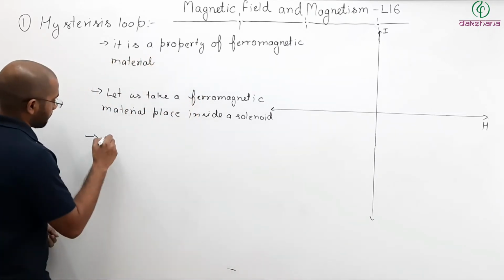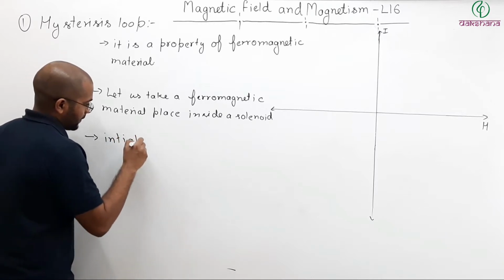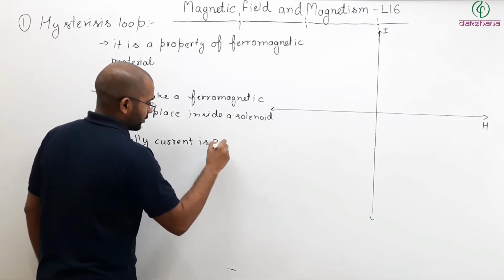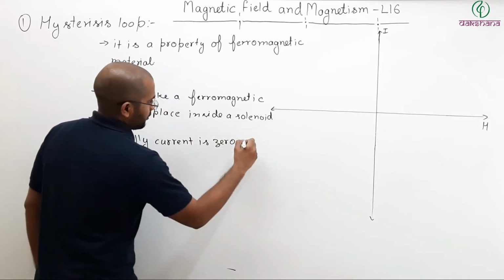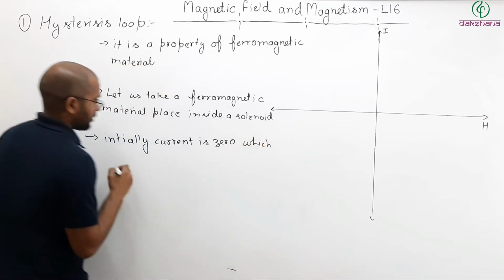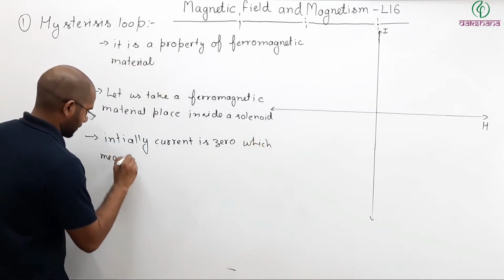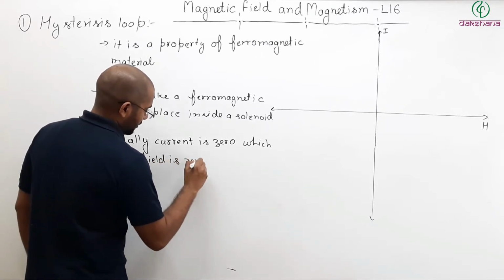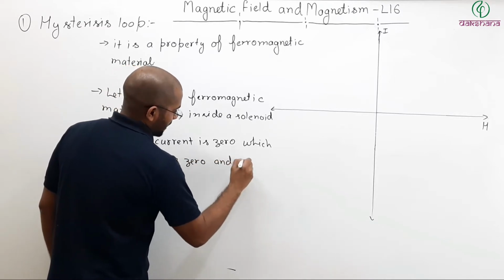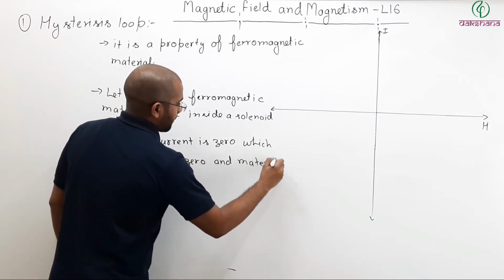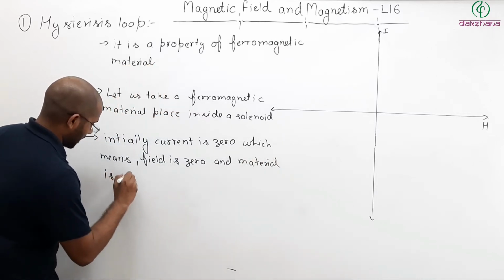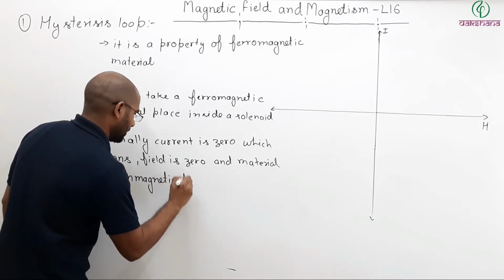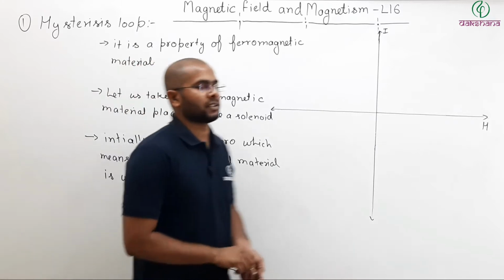So here you can say initially the current is 0, which means the field is 0, and the material is unmagnetized, meaning the material does not have its own magnetic moment.